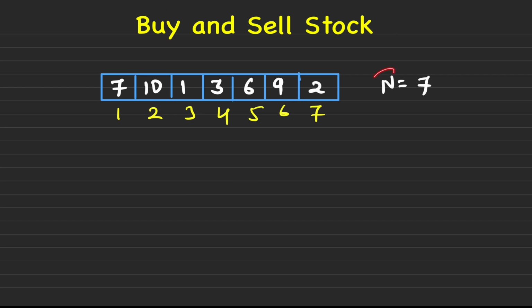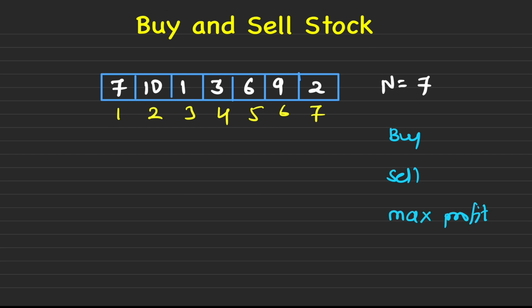We will be given n days, and for every day there will be a stock price. On the first day the price of a stock is 7, on the second day the price of a stock is 10. In this way there are 7 days, and for every day they have given us the price of a stock on that particular day. So what we need to do is, first of all, buy one stock, and also sell that stock which we have bought, and achieve maximum profit. I hope you got the meaning of the question.